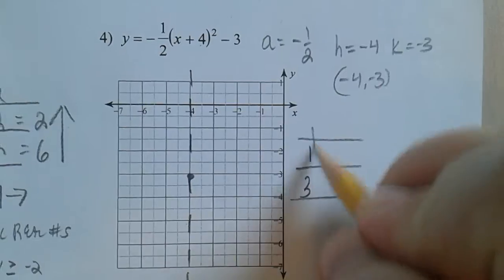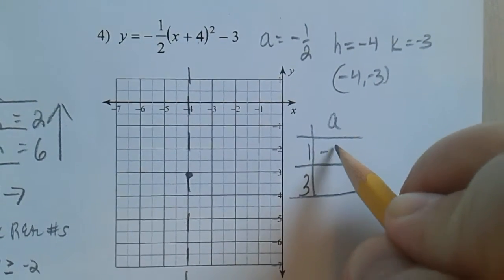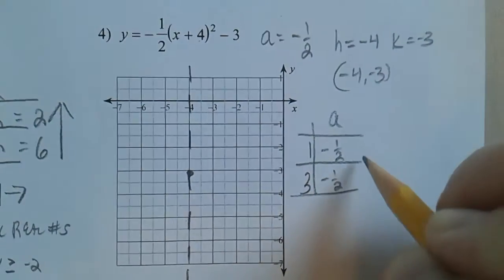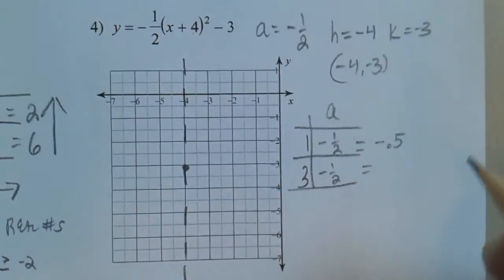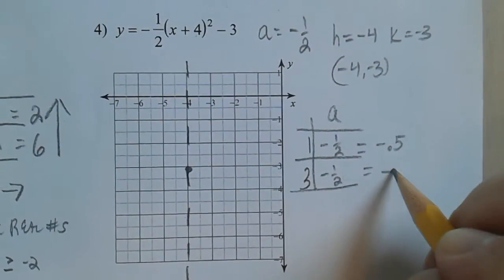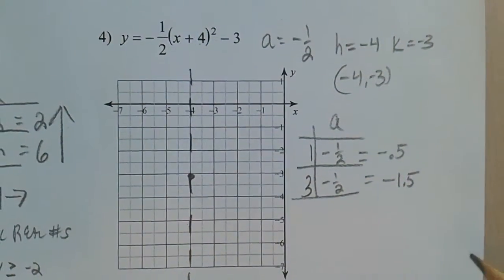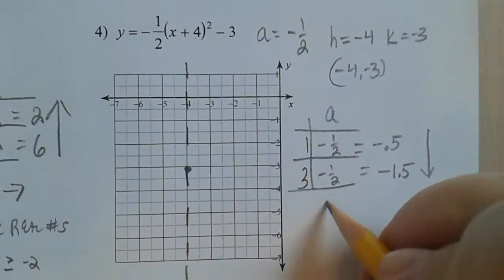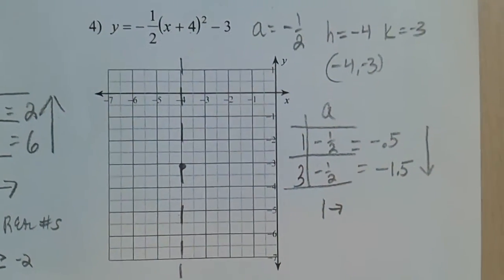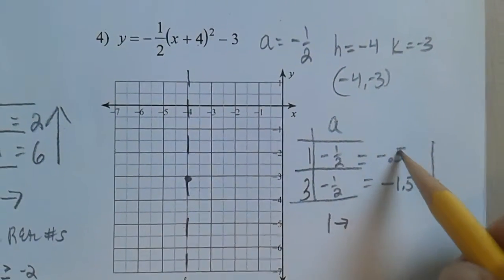Now, once again, with a being negative 1/2, okay, well, 1 times negative 1/2, and I'll write it as a decimal, is negative 0.5. 3 times negative 1/2 is negative 1.5. Okay, those are negative, so we're going down. The horizontal change is always 1 to the right. So this means we go down a half over 1.